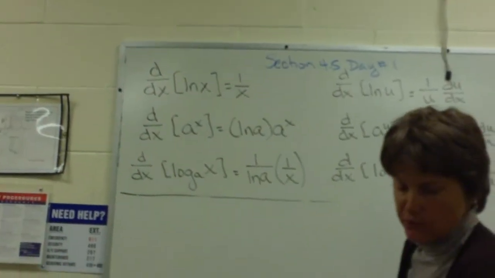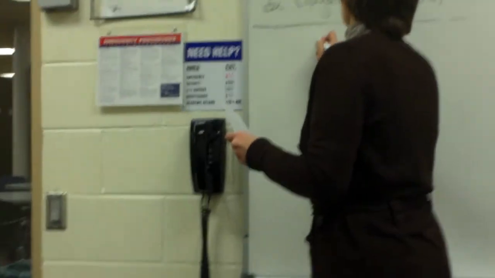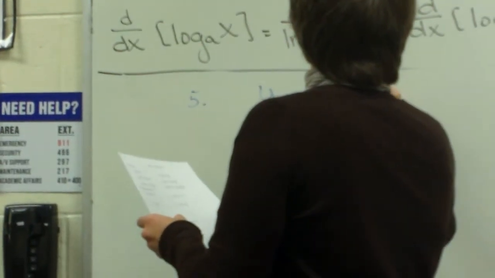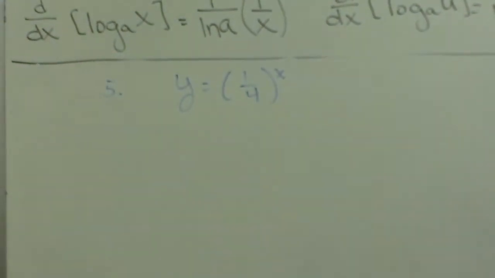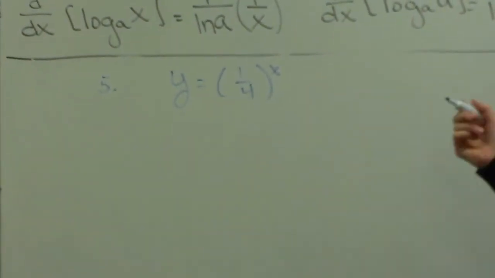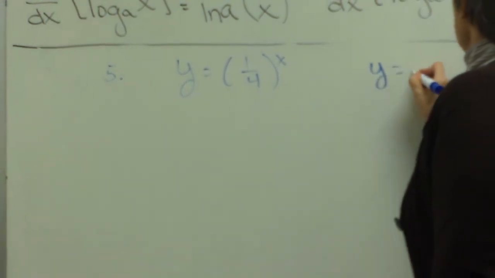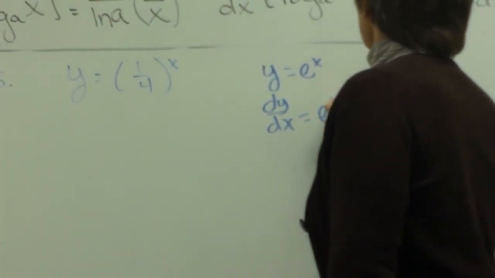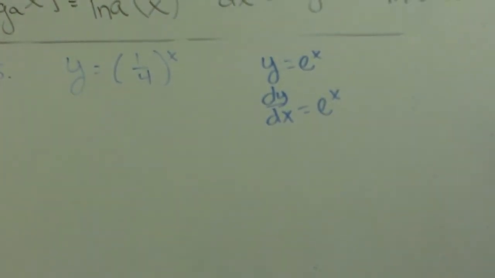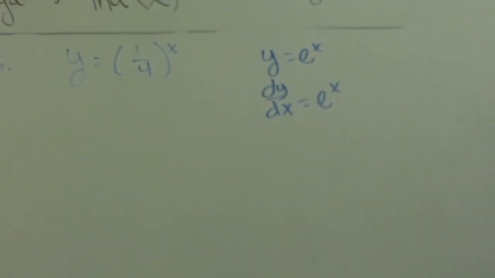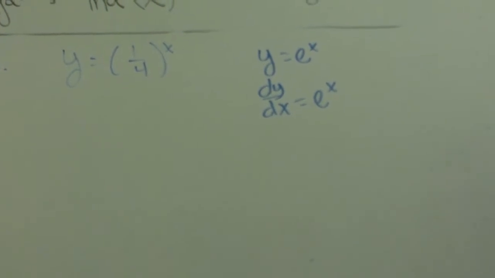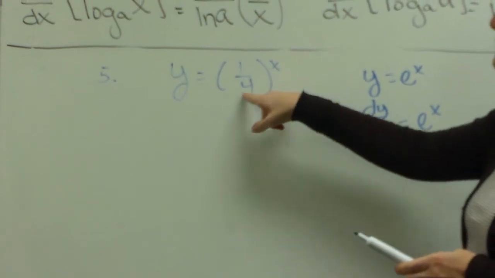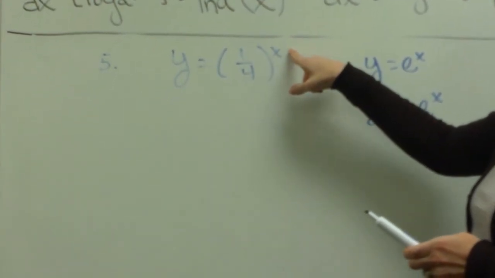So problem number 5 is the derivative of 1/4 raised to the x. Now we already know that if you take the derivative of e to the x, you get e to the x. That's something we've been working on before. That was on the quiz. But this is not e to the x, it's a to the x. It's a number other than e raised to the x.